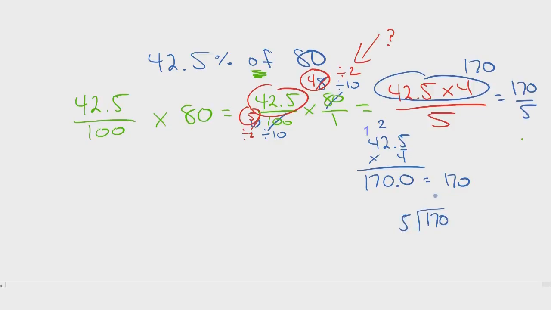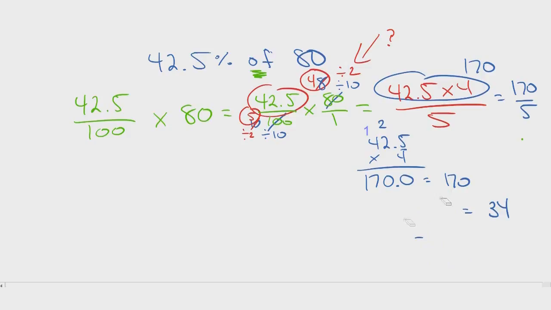5 goes into 17 3 times. We get 15, subtract, we get 20, and 5 goes into 20 4 times, so the answer is 34. You can actually write this just to show it is done. So all that work we just did, and we're going to get an answer of 34.